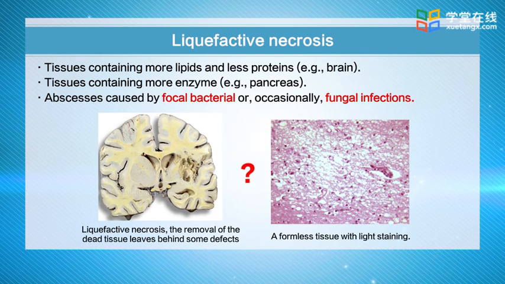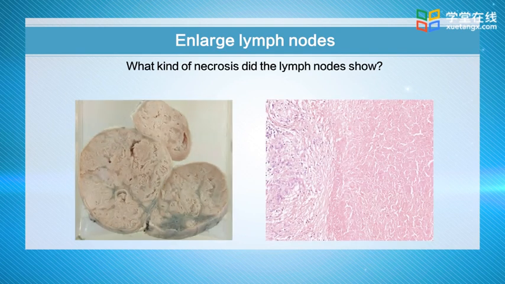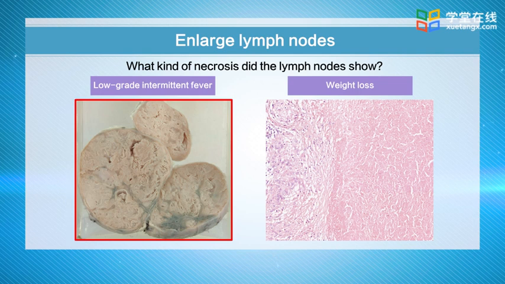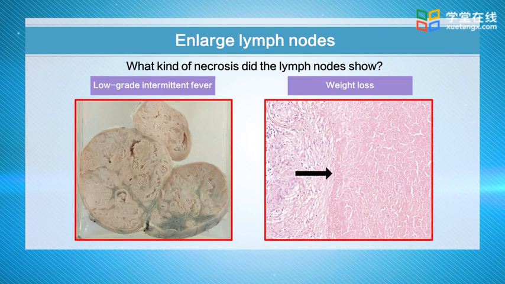Can you find the liquefactive necrosis? Well, this is the liquefactive necrosis with removal of some dead tissue. Microscopically, liquefactive necrotic area appears as amorphous tissue. Now let's look at these two pictures again. The patient had symptoms of tuberculosis, such as low-grade intermittent fever and weight loss. On the cut surface of the enlarged lymph nodes, we can see the cyst-like necrosis and microscopically the unstructured necrotic tissue. Hence, this is the caseous necrosis of the lymph nodes.